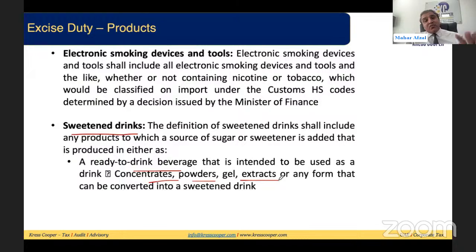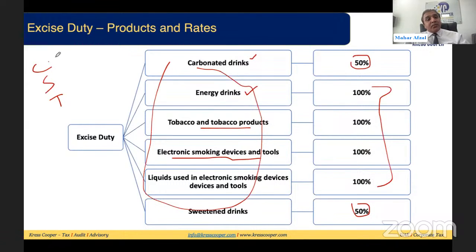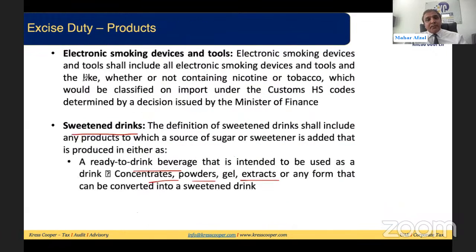Sweetened beverages like ready to drink, intended to be used as a drink, concentrate, powder, gel, all these. Basically, going back, if you are categorizing all these products into the excise, these are basically carbonated drinks, sweetened beverages, and tobacco. These are three major classes: carbonated drinks, sweetened beverages, and tobacco or tobacco devices related to this. These will be subject to excise duty.